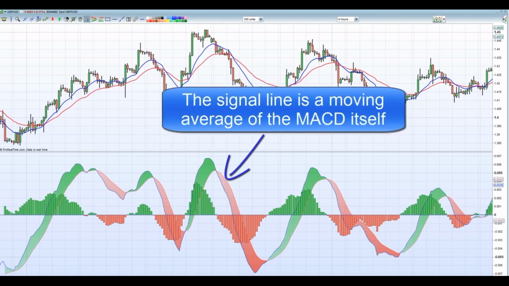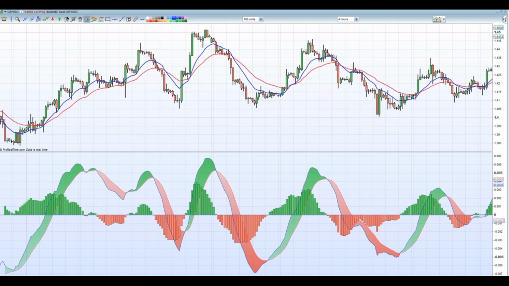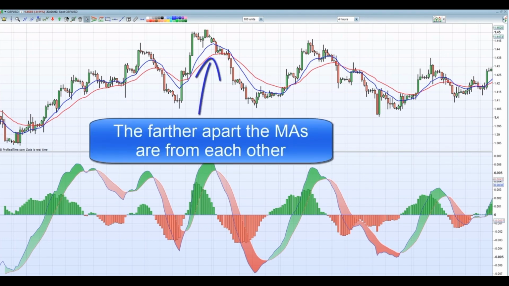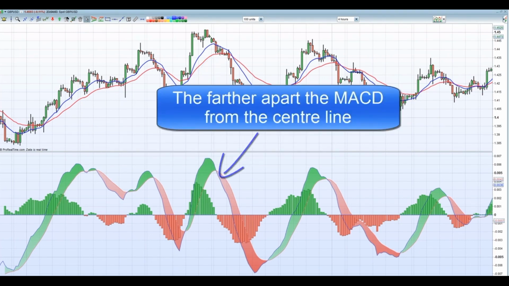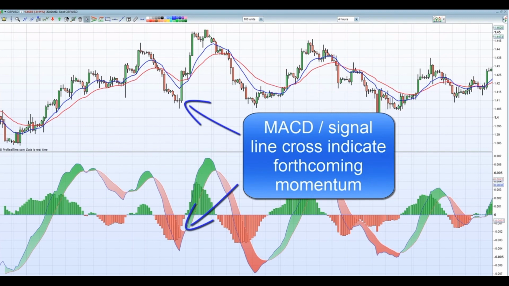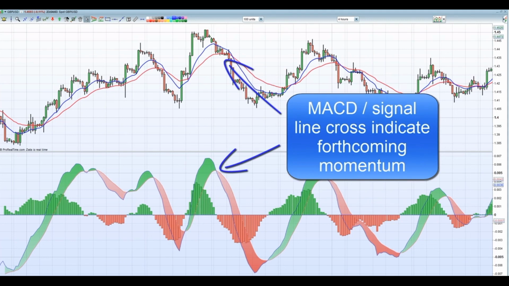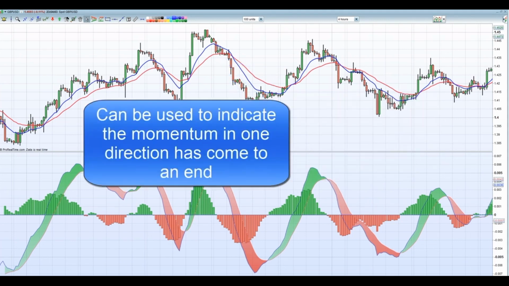The center line, of which the MACD is plotted around, indicates where the moving averages are equal, and when the MACD passes through the center line, this indicates the moving averages are crossing. The signal line, here in red, is a moving average of the MACD values themselves. Typical values for the MACD are 26 and 12 exponential moving averages and 9 for the signal line. The farther apart the moving averages are, and the greater the momentum, the farther away the MACD will be from the center line. Traders use MACD and signal line crosses, such as these, to indicate momentum trades. You can see how these crosses often match up with market moves. Traders also use the MACD crosses to indicate when momentum is coming out of the market, and may use it as a signal to exit a trade.